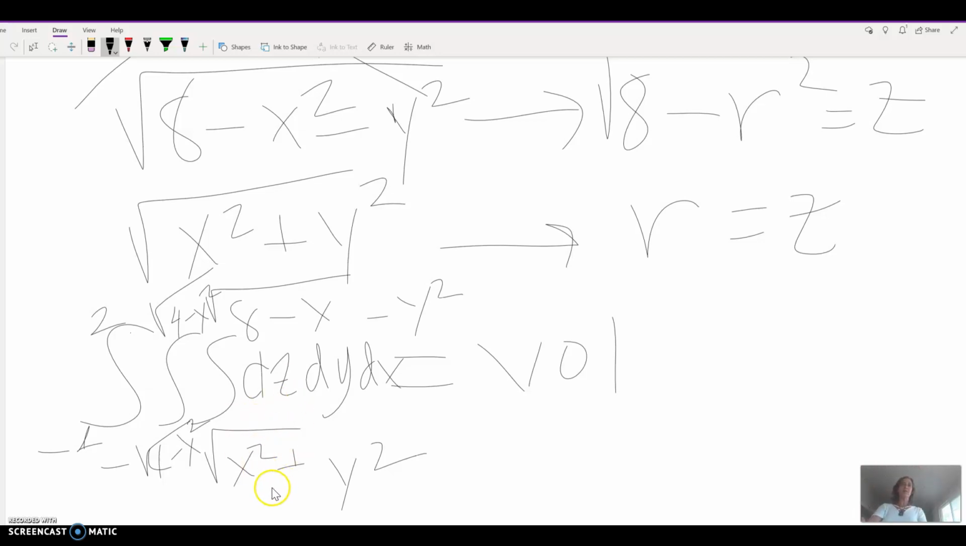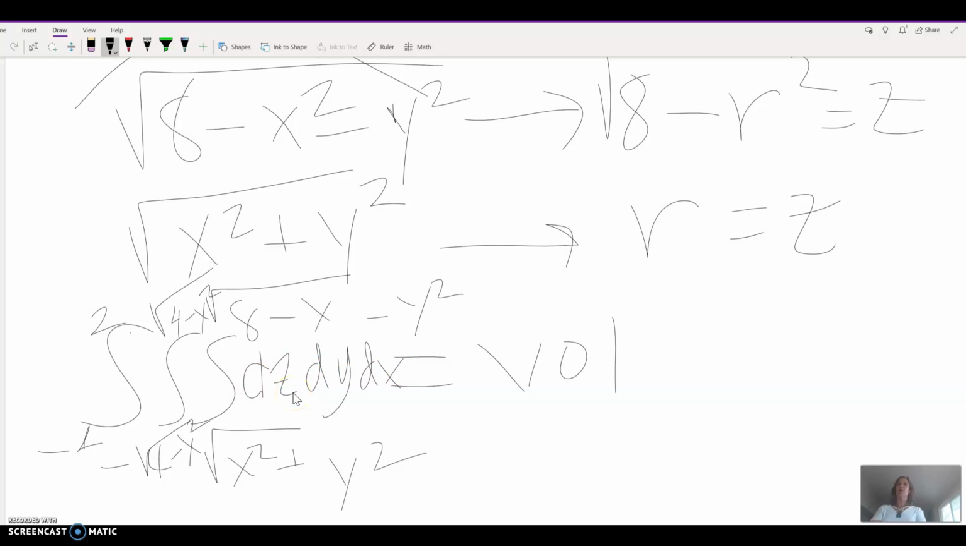So my z would now go from r to the square root of 8 minus r squared, and my radius is going to go from, in this case, 0 to 2, and theta going from 0 to 2 pi. And then I would be integrating dz and then r dr d theta, which is going to be a much easier integral.